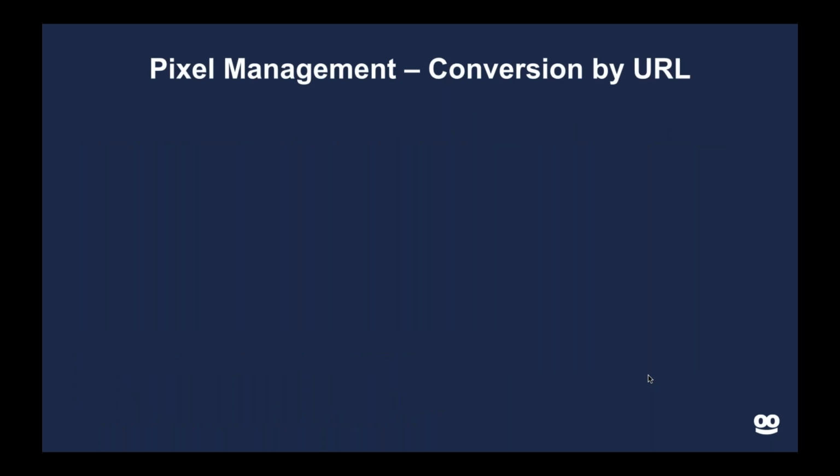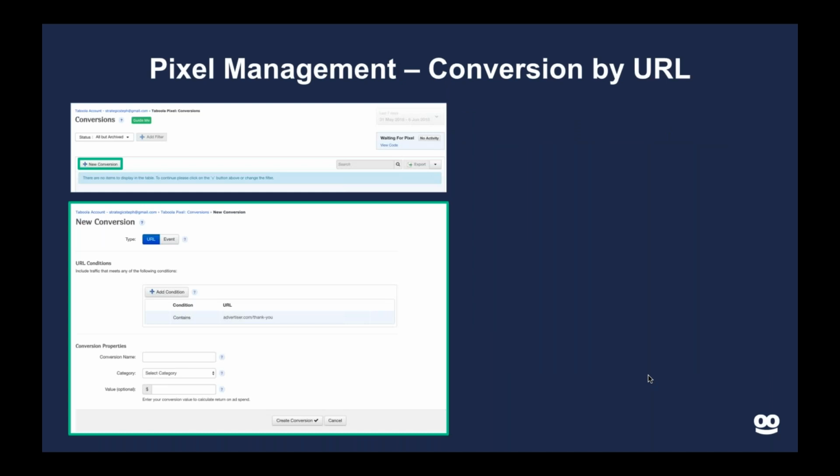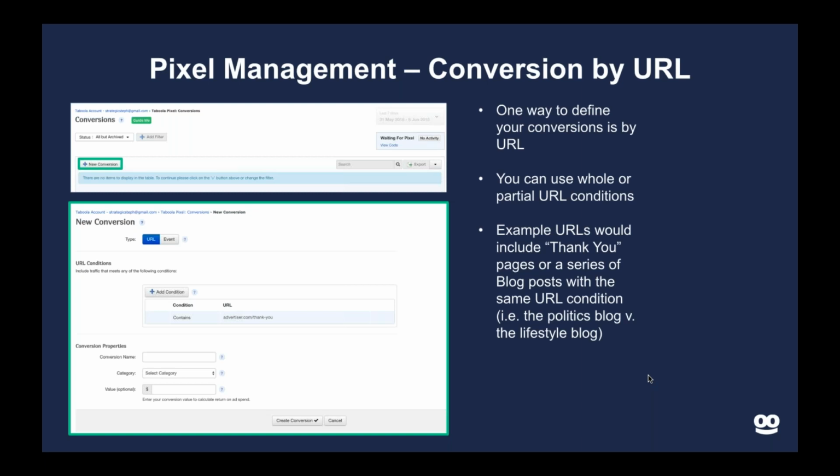Once you have that universal code placed, you're ready to start defining your conversions. You'll go back into the conversions page and you click on New Conversion. Now, when you do so, you'll be taken to a new page that gives you several ways to identify or report where you want an action to be tracked.